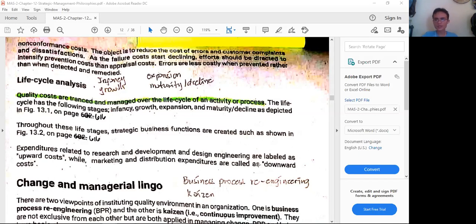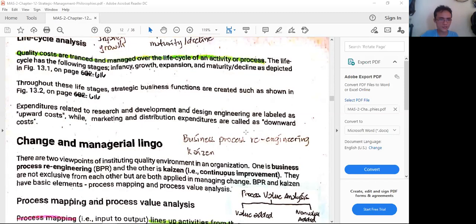And also the downward costs. What costs are needed so that our particular products could move to the market? We need to spend for marketing and distribution. So these are the downward costs.